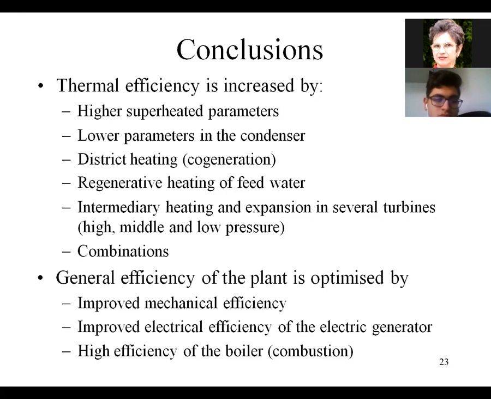The efficiency can also be optimized by an improved mechanical efficiency because the turbine shaft is acting on the electric generator. And if this mechanical efficiency is not very good, you get some losses at least. The combustion must also be very well controlled. So you must have a good efficiency in the boiler. And also the electric generator must work with improved electrical efficiency.